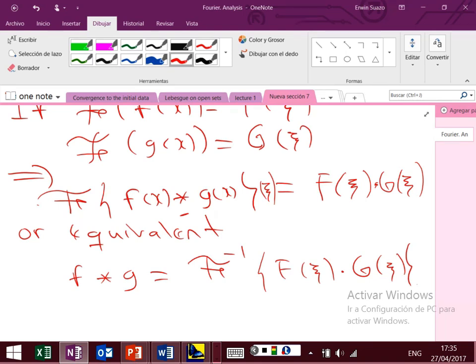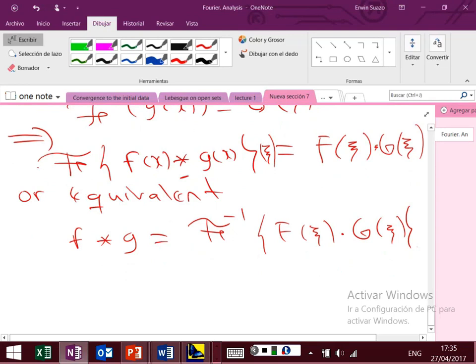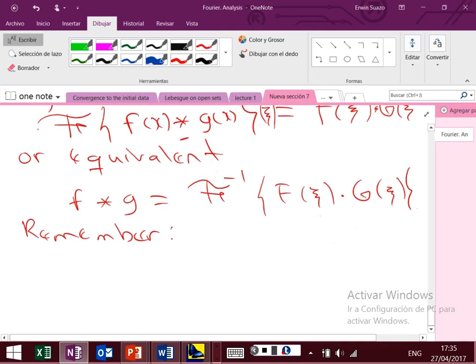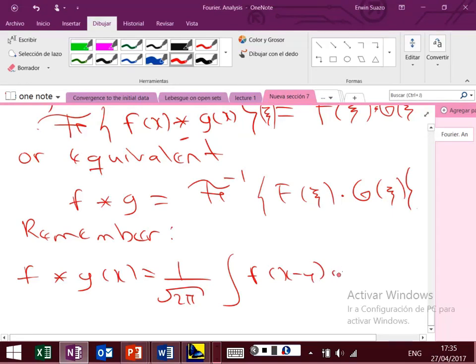And let me remember what the convolution means. Convolution means f convolution g of x equals 1 over the square root of 2 pi, the integral of f of x minus y, g of y, dy. Okay, so it's equivalent to say f of y, g of x minus y. So you can write it.